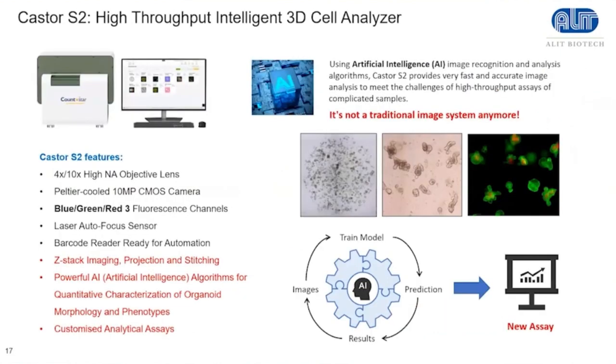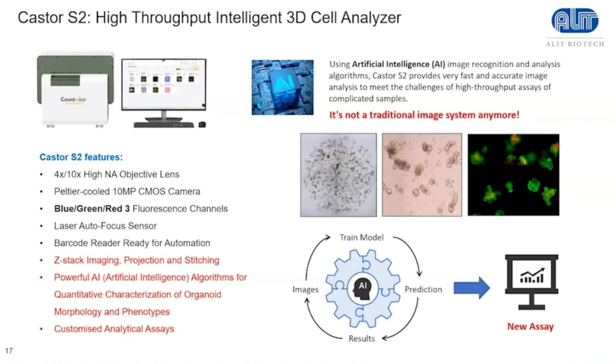So in response to these challenges, our company has developed a new system called CAST-S2, specifically for high-throughput imaging analysis of organoids, equipped with 2 objectives, 4 times and 10 times. A cooled color camera has 3 fluorescence channels, blue, green, and red. And it can achieve very fast and automatic Z-stack imaging, 2D projection, and stitching using artificial intelligence image algorithms.